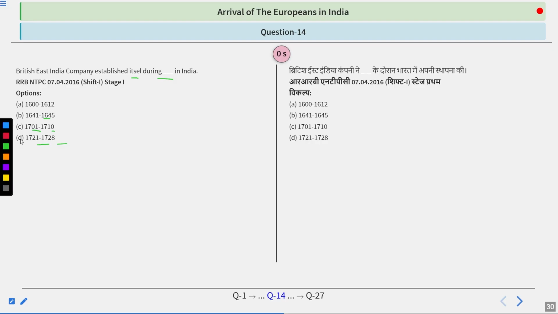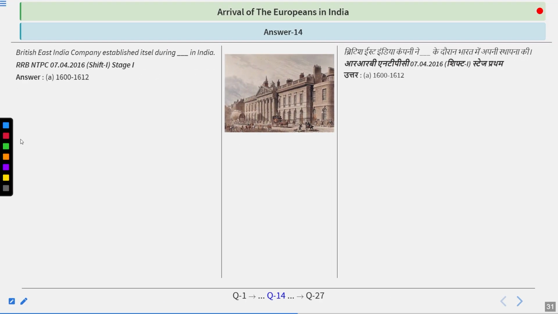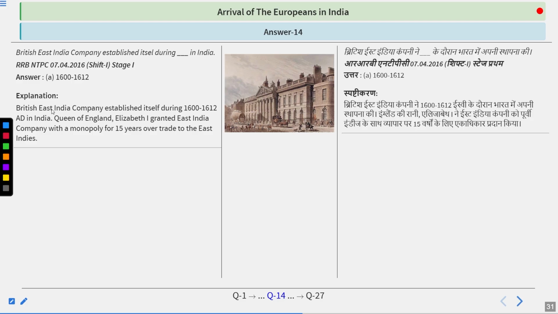And I guess the answer you are giving is quite right, because the answer is 1600 to 1612. So British East India Company established itself during 1600 to 1612. Queen of England Elizabeth I granted East India Company the monopoly for 15 years over trade to the East Indies. And on the basis of that, they arrived in India, and later on they built a big empire. Later on, this particular monarchy also became the Empress of India, and finally in 1947 we got independence from them. So it was a story of approximately 350 years of how they came to India and how we got independence from them. So that's all about it.